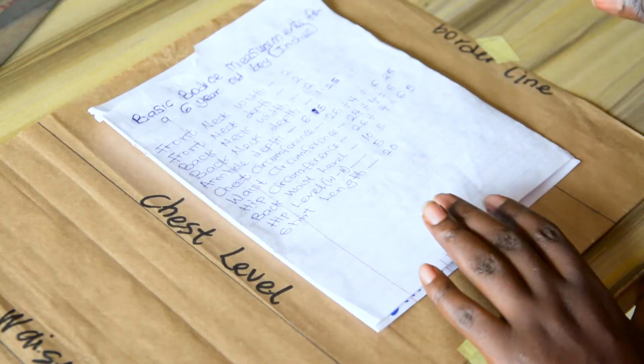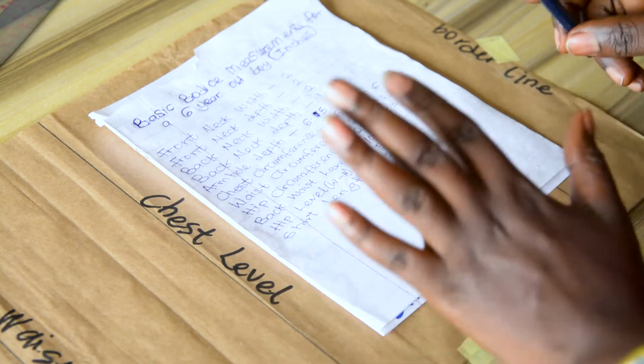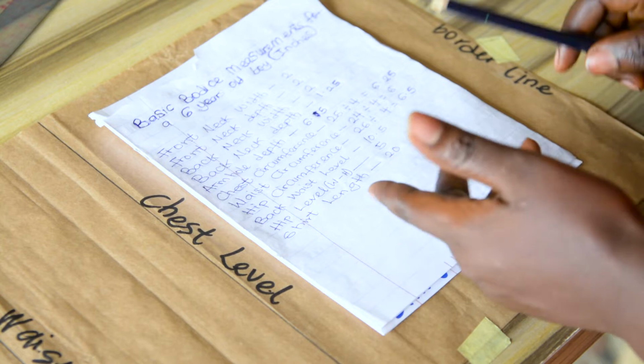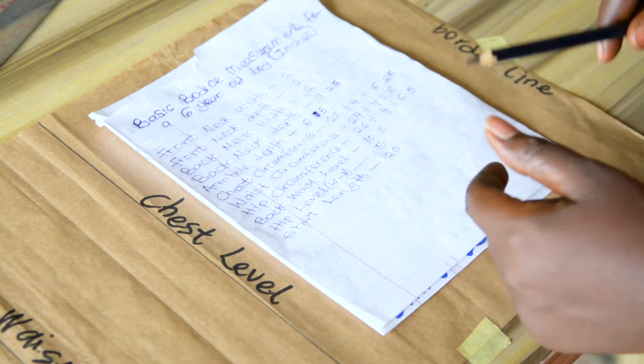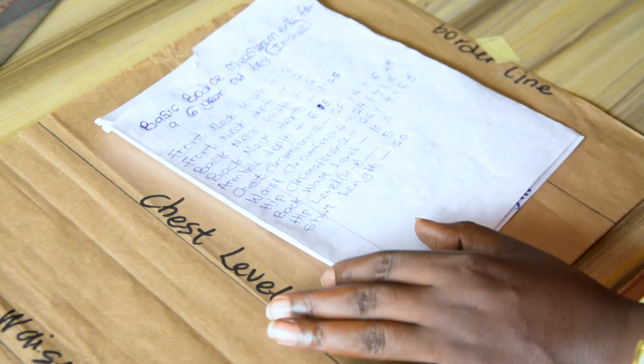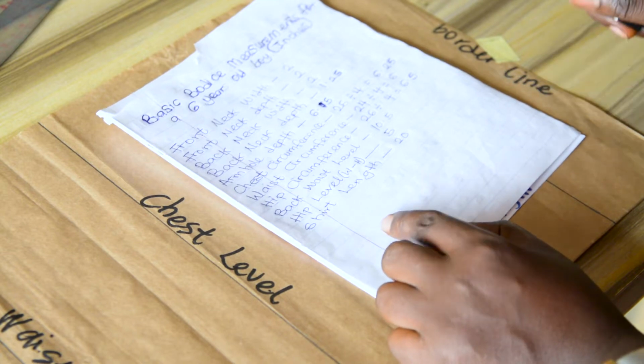As I said earlier, this measurement is for a 6-year-old boy. So if you are drafting for other age range, I have a standard body measurement chart from age 1 to 16, which have been linked up in the description box under this video. So once you download this chart, you will know the measurement to use for any age range you are drafting for.